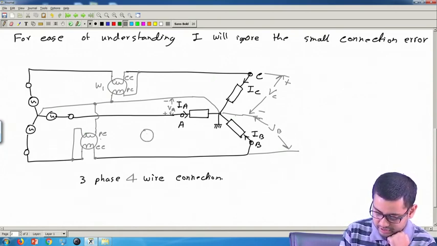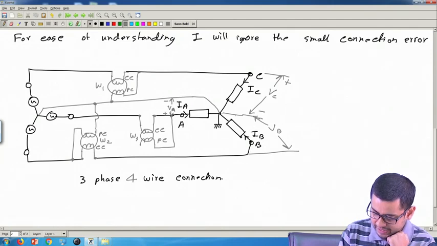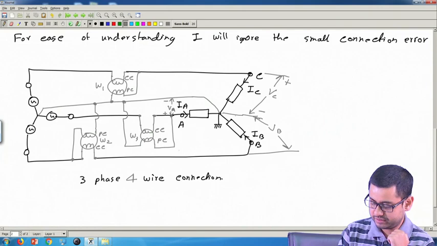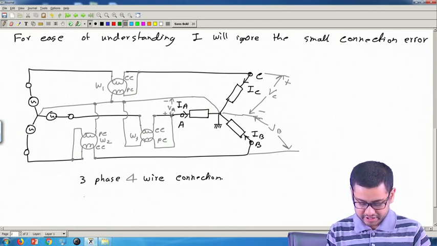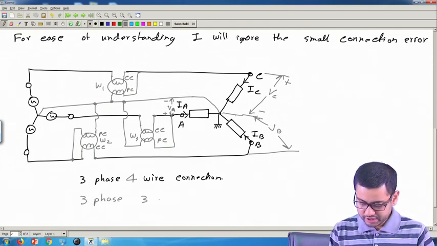Now similarly I want to measure the power in this A phase. So let's take another wattmeter, call this one W3. This is the current coil, and let this be the pressure coil. The current coil I'll insert in series to measure the current IA, and this I will insert in parallel, one side to the live, another side to the neutral. I can connect it here or maybe here to this neutral side. This is the neutral line. So this is the three-phase, 3 wattmeter method.